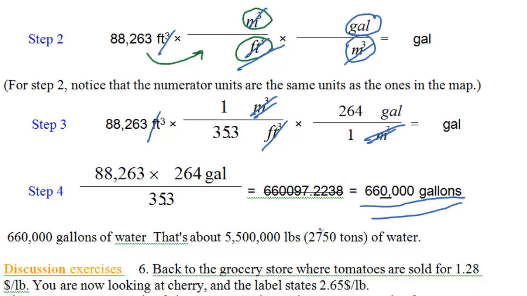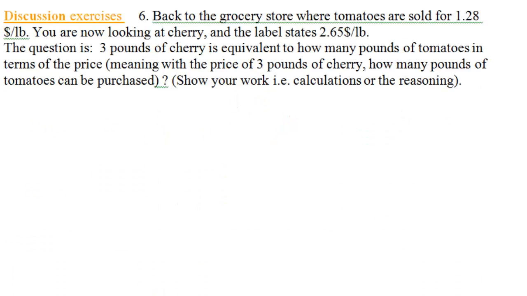660,000 gallons of water is equivalent to around 2,750 tons of water, just to give you a perspective of how much water is required. Question number 6 in the discussion. We are back to the grocery store and we are told that tomatoes are sold for $1.28 per pound, while cherry is sold for $2.65 per pound. Now the question is, 3 pounds of cherry is equivalent to how many pounds of tomato? Meaning, with the price of 3 pounds of cherry, how many pounds of tomato can you buy?